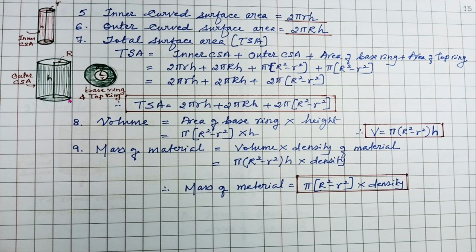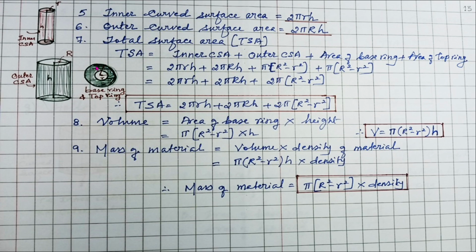Now if you have to find the volume of the hollow cylinder, again it is very simple. It is a uniform figure. Therefore find the area of the base ring and multiply by the height. The area of the base ring, as we know, is pi (R square minus r square), and multiply by the height, that is into h. Therefore the volume of the hollow cylinder is V is equal to pi (R square minus r square) into h.